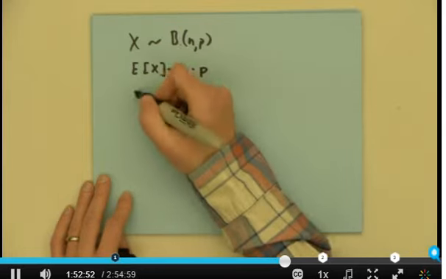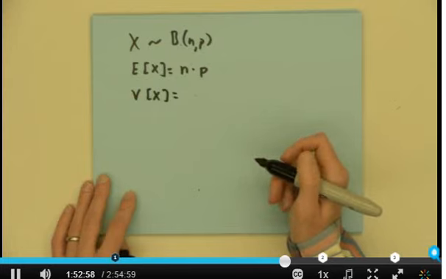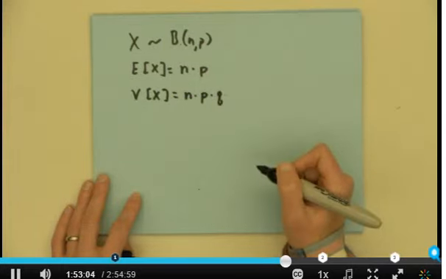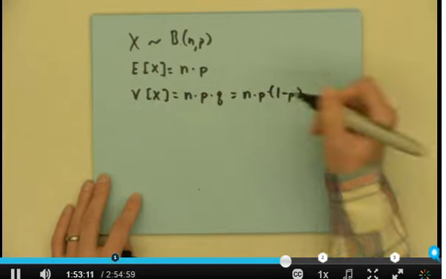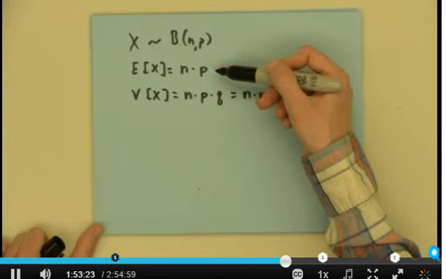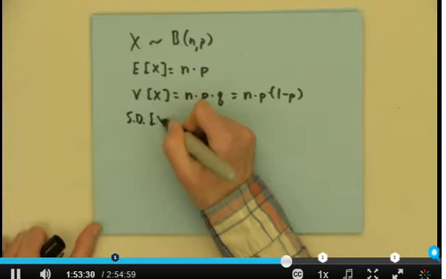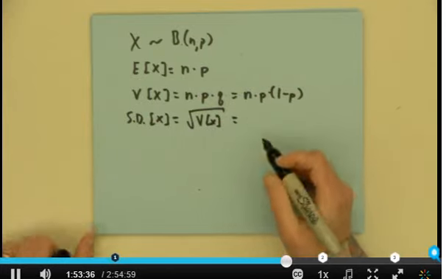Okay. Well, what about the variance? That's a little harder. I'm not going to prove this one for you. I'm just going to show it to you, but it's actually really nice. It's n times p times q. Or if you don't like to use q, since q is 1 minus p, it's n times p times 1 minus p. So as soon as I know the parameters from my binomial distribution, I instantly have the expected value and the variance. And then from that, of course, the standard deviation, which is the square root of the variance, the square root of this formula.